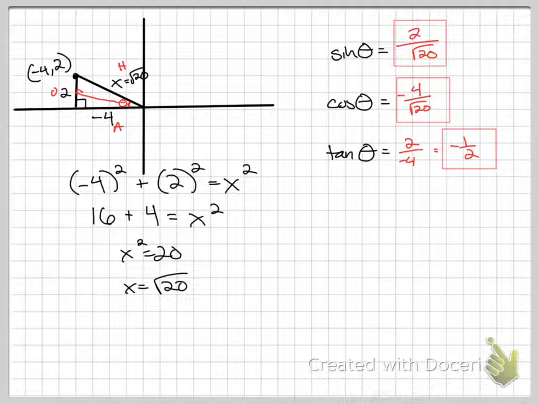Sine, opposite over hypotenuse, 2 over root 20. No need to rationalize, that is the answer. Cosine, adjacent, negative 4 over root 20. Make sure you include that negative, that's why it's there.